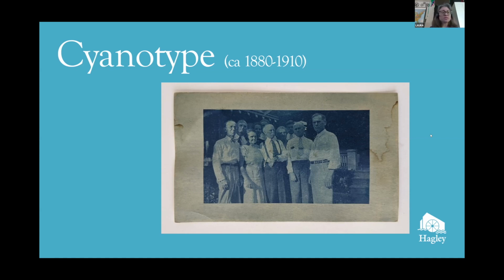Cyanotypes are also sensitive to alkaline conditions, so a pH above 7, and the paper material with which they have direct contact should be unbuffered.